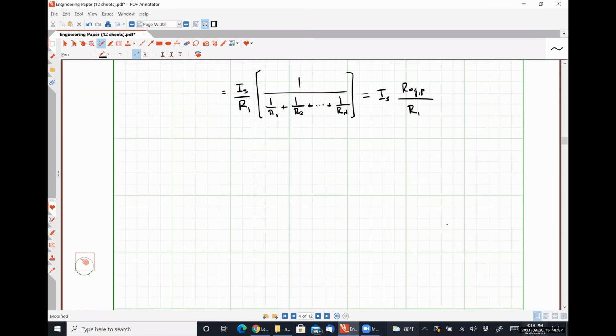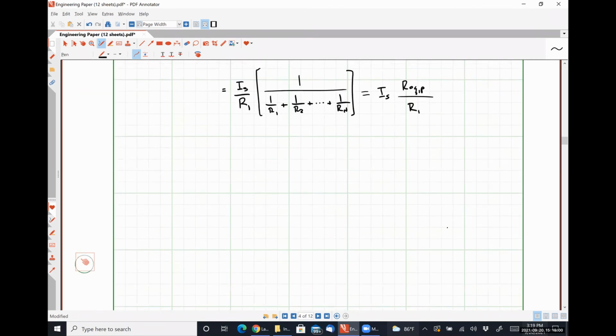So let's put this into practice. Let's say that I have a 5 amp source and then I have an 8 ohm resistor and a 4 ohm resistor. And a 2 ohm resistor.